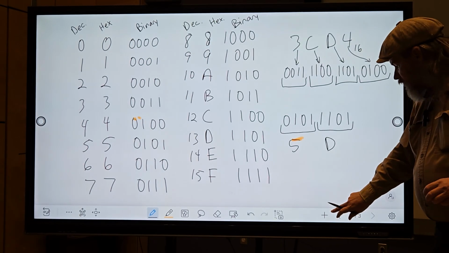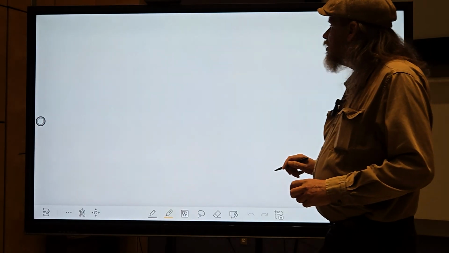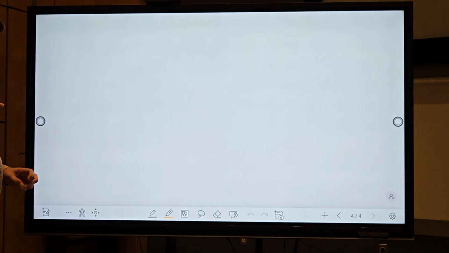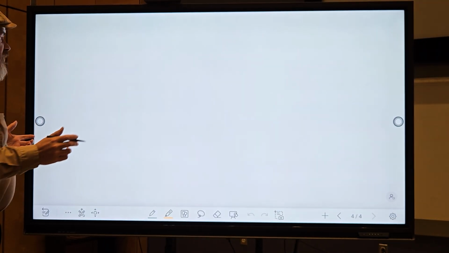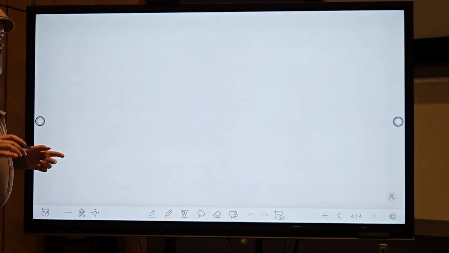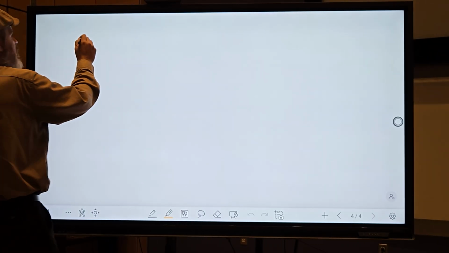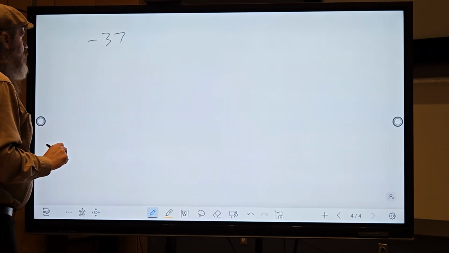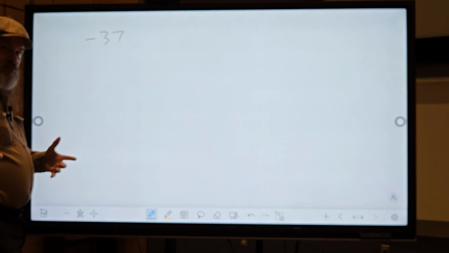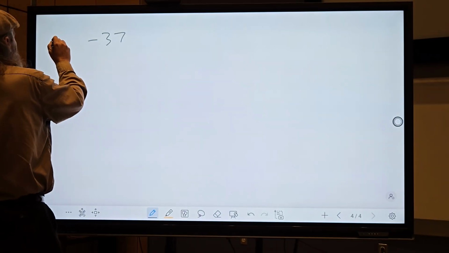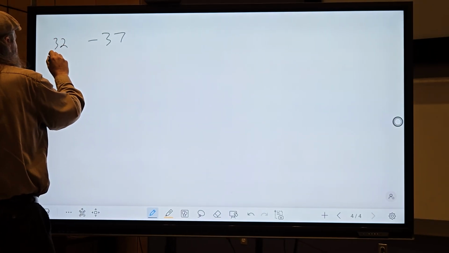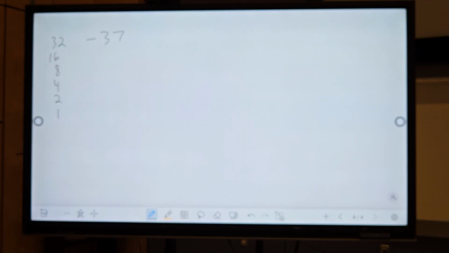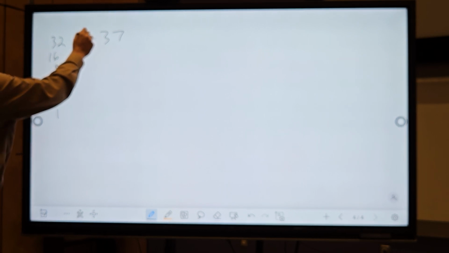Now, if you recall, we did negative numbers in binary, which we can do in hexadecimal as well. The same process. So say negative 37. First convert it to binary. So you have 32s, 16s, 8, 4, 2, and 1s. Ignore the minus sign for right now.